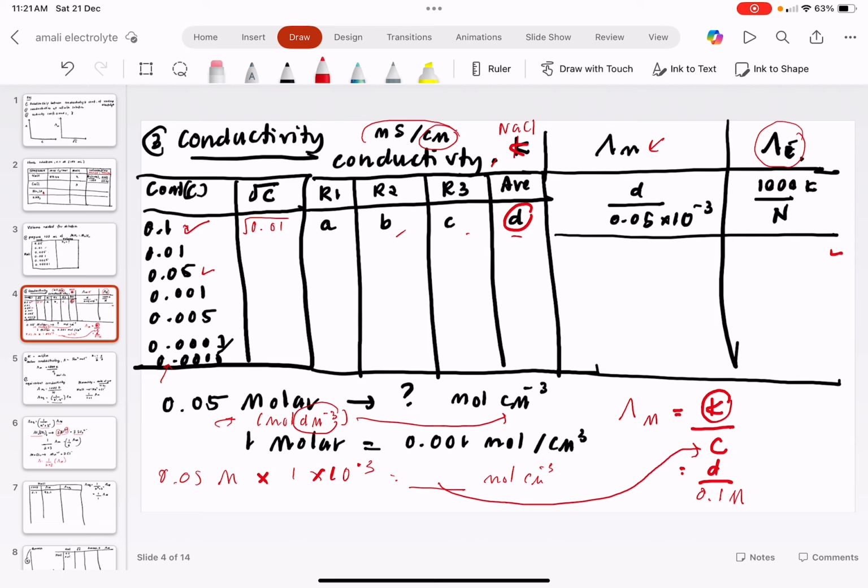So this is for NaCl. You also need to come up with the other 3 types of electrolyte, with different concentrations, different conductivity, and also different molar conductivity and equivalent conductivity for each of the electrolytes.